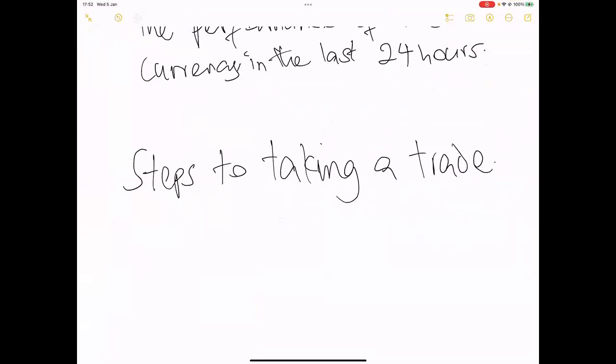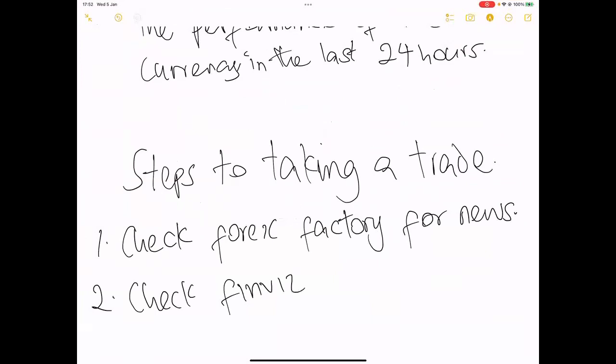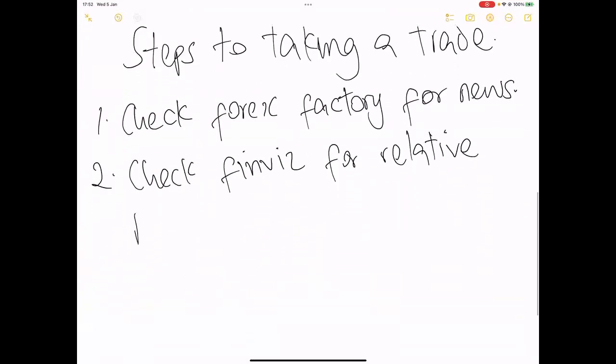Steps to taking a trade. Number one, check Forex Factory for news. Number two, check FinViz for relative performance.